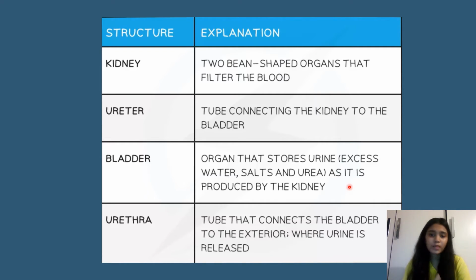And urea, as mentioned below, is formed from amino acids in the liver. And the urethra is the tube at the end that connects the bladder to the exterior, where urine is released. That pretty much summarizes what we saw on the diagram in words. But a picture speaks 1,000 words, so I don't think you really need this.